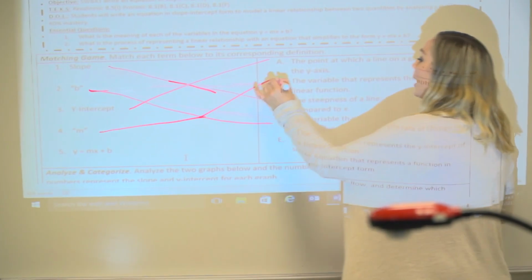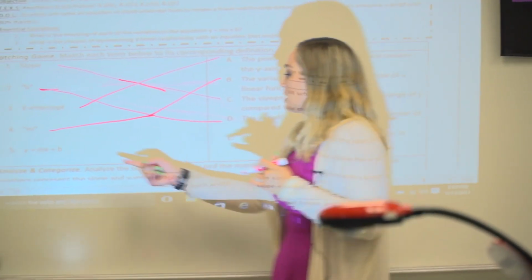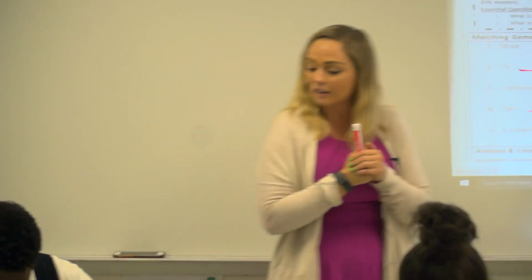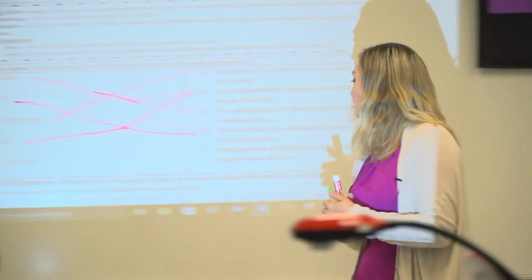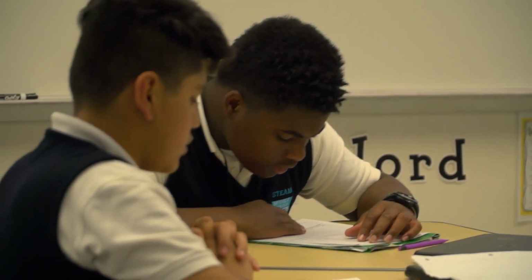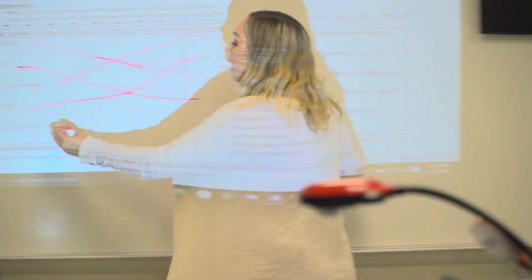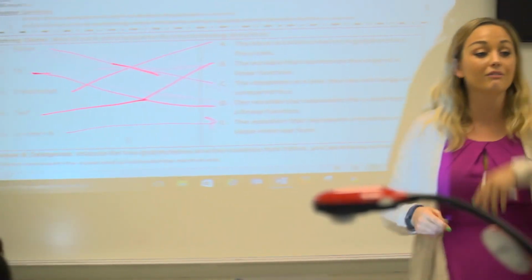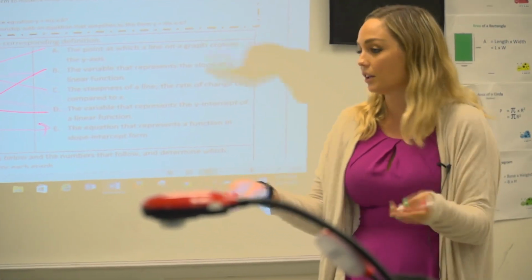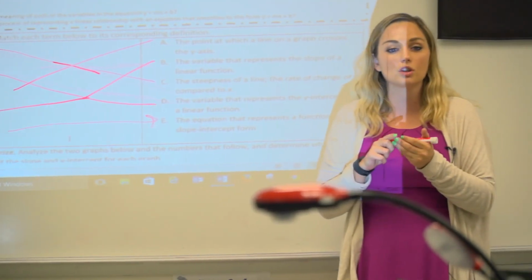So, Oswaldo, go ahead and call on that last person. If that's the case, we know what y equals mx plus b is going to be, but I want to hear exactly what that person thinks. Go ahead and read that in a nice loud college voice. It is the equation that represents a function in slope-intercept form. Perfect. So as a result, yesterday you focused on finding slope. You focused on finding y-intercept. And today we're going to take that skill to write an equation in slope-intercept form.